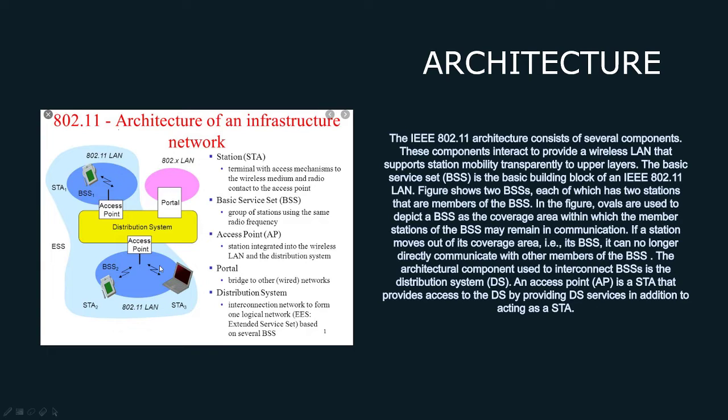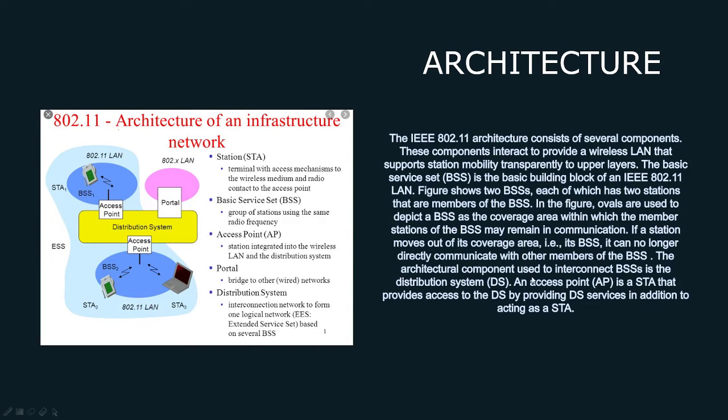The figure shows two BSSs, this one and this one, each of which has two stations that are members of the BSS. In the figure, ovals are used to depict a BSS as the coverage area within which the member stations of the BSS may remain in communication. If a station moves out of the coverage area, that is its BSS, it can no longer directly communicate with other members of the BSS.